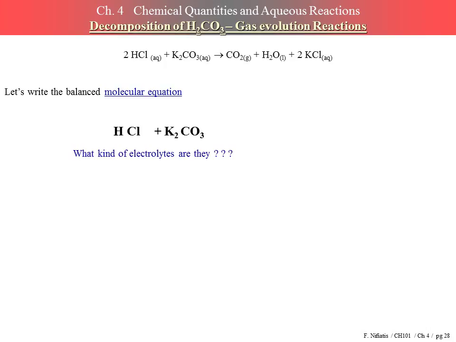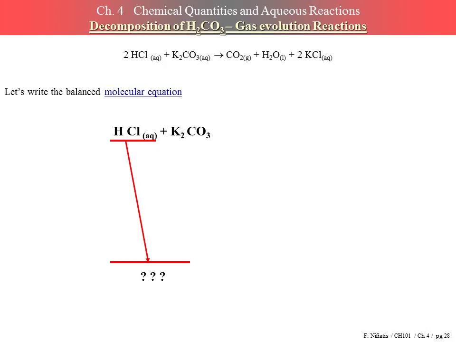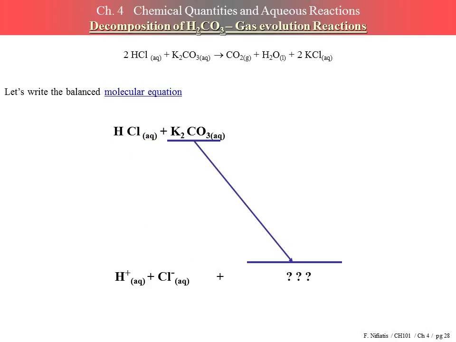We are going to take the hydrochloric acid. Hydrochloric acid as a strong electrolyte is going to give us a proton and chloride. Again, do not forget to write the (aq) and the (aq). Potassium carbonate, a strong electrolyte as well. So it's going to give 2 potassiums and 1 carbonate. However, in order to write the product, we need only the potassium.